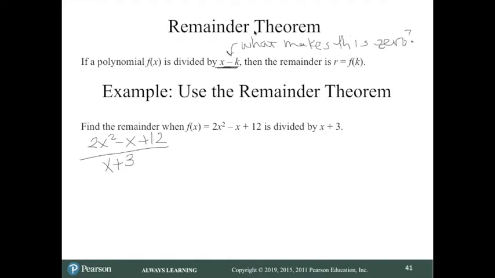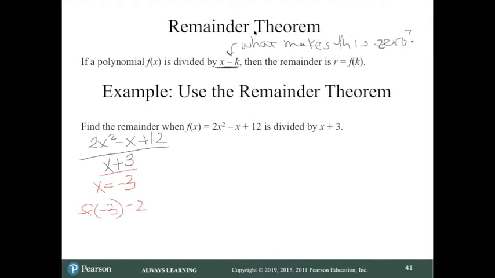Okay, so we can do the long division like we did in the last slide. As a matter of fact, I will show you that method. But first, let's see if we can use the remainder theorem. The remainder theorem says, what would make this 0? x would have to be -3 for that to be 0. So I want to find f of -3.